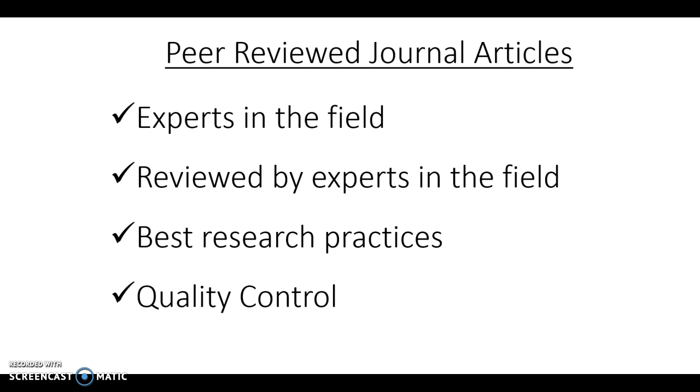Peer-reviewed articles are articles written by experts in the field, not journalists, and they are writing about their research. The articles are then submitted and reviewed by other experts in the field for content, research practices, and more. It's like quality control for academic writing. So you now know what a peer-reviewed journal article is.